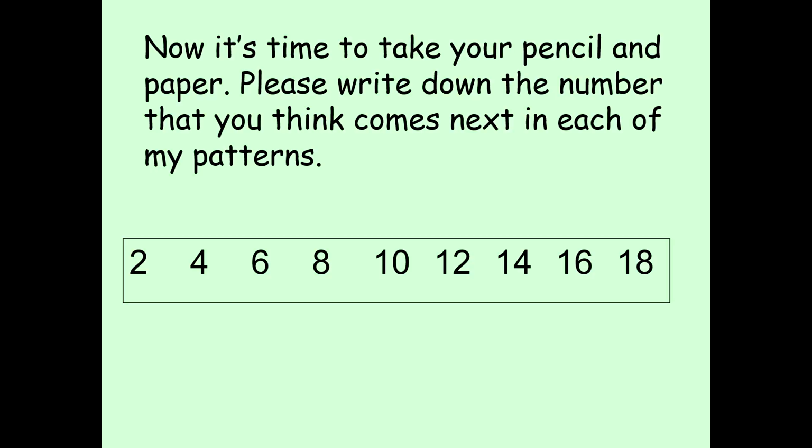Okay, time to take your pencil and paper again. What do you think would come next in each of these patterns? I'm going to give you 5 seconds to try and figure it out, and then write down the number that you think would come next. Here we've got 2, 4, 6, 8, 10, 12, 14, 16, 18. What would come next? Ready? Of course, it would be 20. We're jumping in twos.